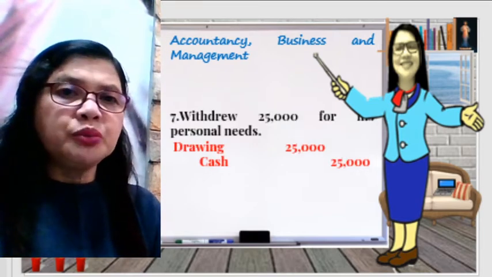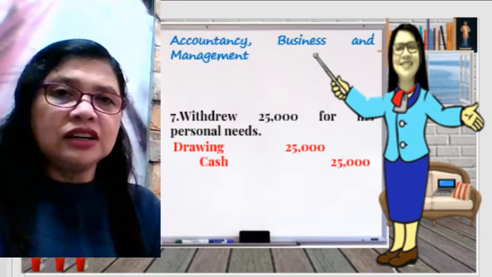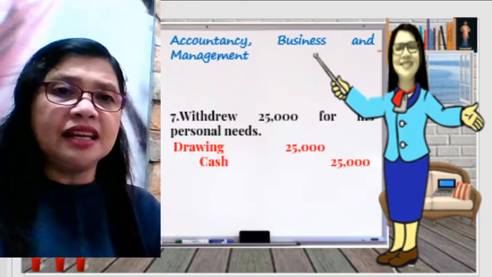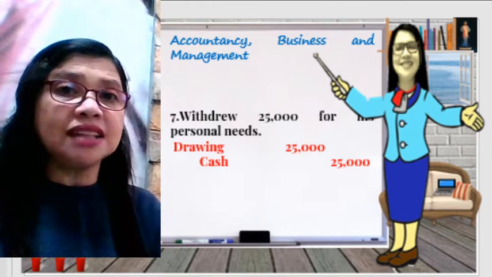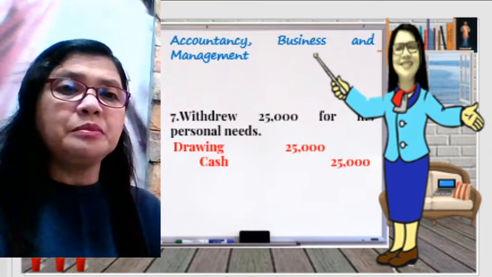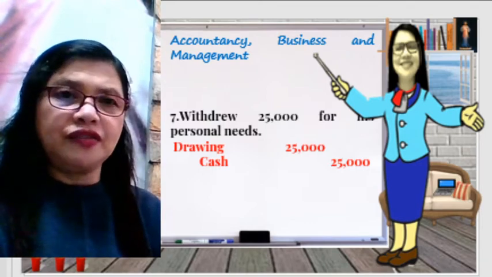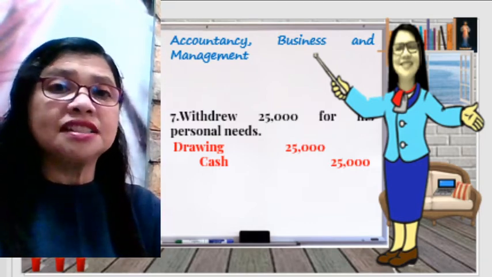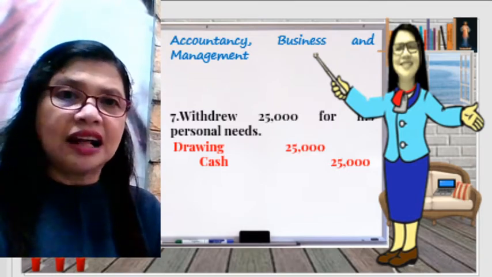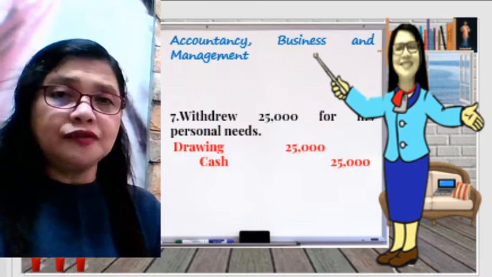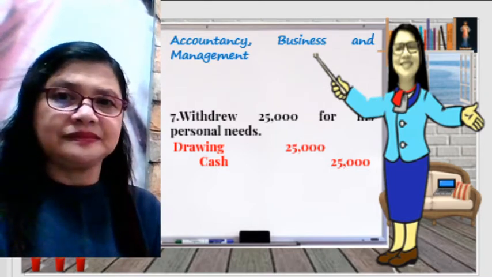Number seven, withdrew 25,000 for his personal needs. Okay, so the owner needs money. So when he withdrew money, that is a deduction to his equity account, but we debit the drawing account instead. Okay? So debit 25,000, and since the company disbursed cash, there is a deduction of the cash account in the amount of 25,000, and to deduct that means we credit the cash.